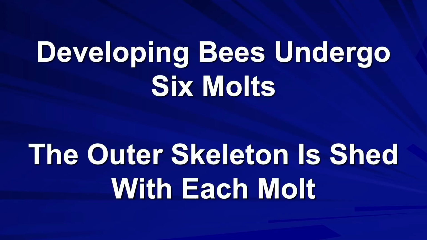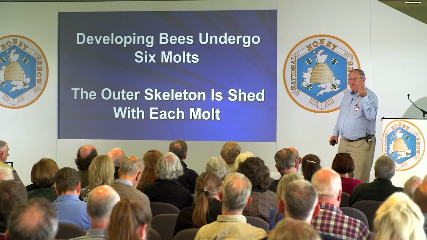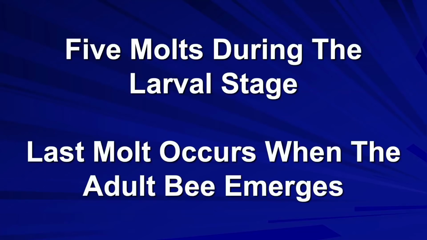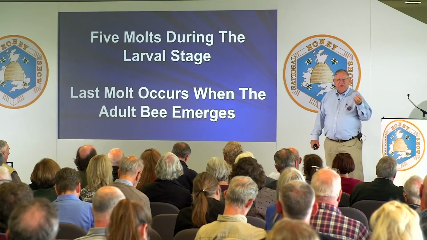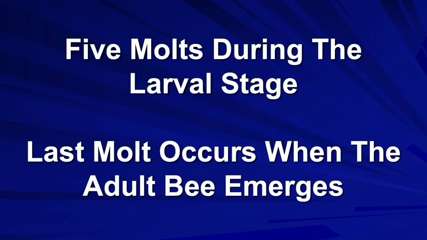Developing bees undergo 6 molts. And as we said, when an individual molts, they shed their outer skin with each molt. So that means during development, this is going to happen 6 times. There are 5 molts during the larval stage. As we indicated to you yesterday in the worker caste, the larval stage lasts for 6 days. So that means if there are 5 molts during that larval period, a little over every 24 hours, they're going to shed their skin and move to the next larger level. The last molt occurs when the adult bee emerges.